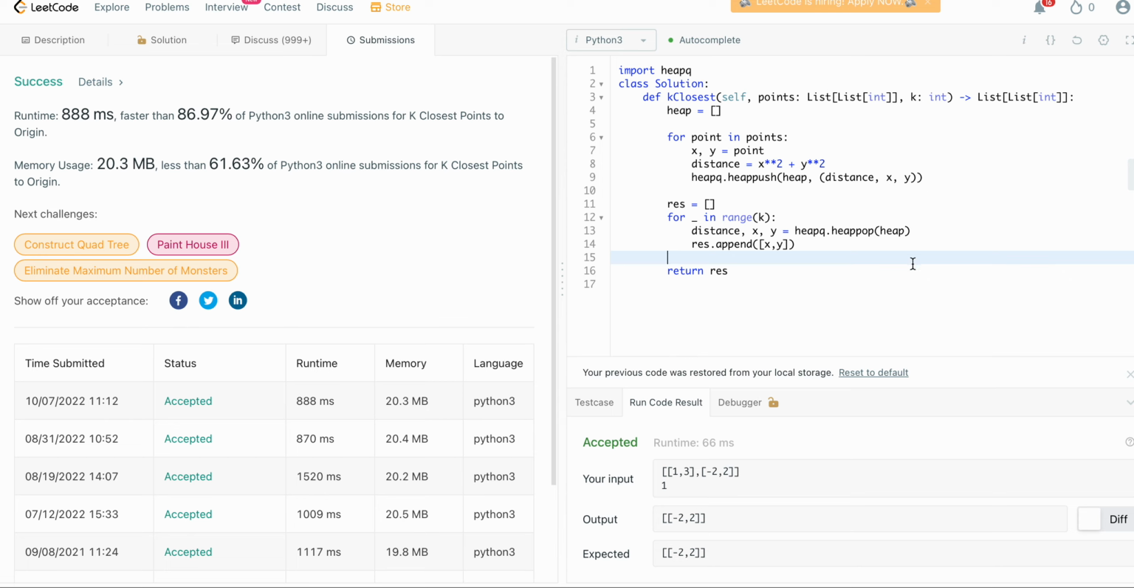And that's our time complexity, and our space complexity of this would be O(n) as well, because we're creating a heap of n nodes, of n points.